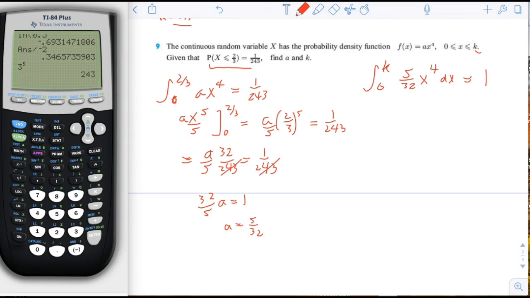So we're going to take the integral of that, x to the fifth over 5, so it'll give us x to the fifth over 32. We're going to evaluate it from 0 to k, and that is equal to 1, so k to the fifth over 32 equals 1. k to the fifth equals 32. So k is equal to 2. And that's it.